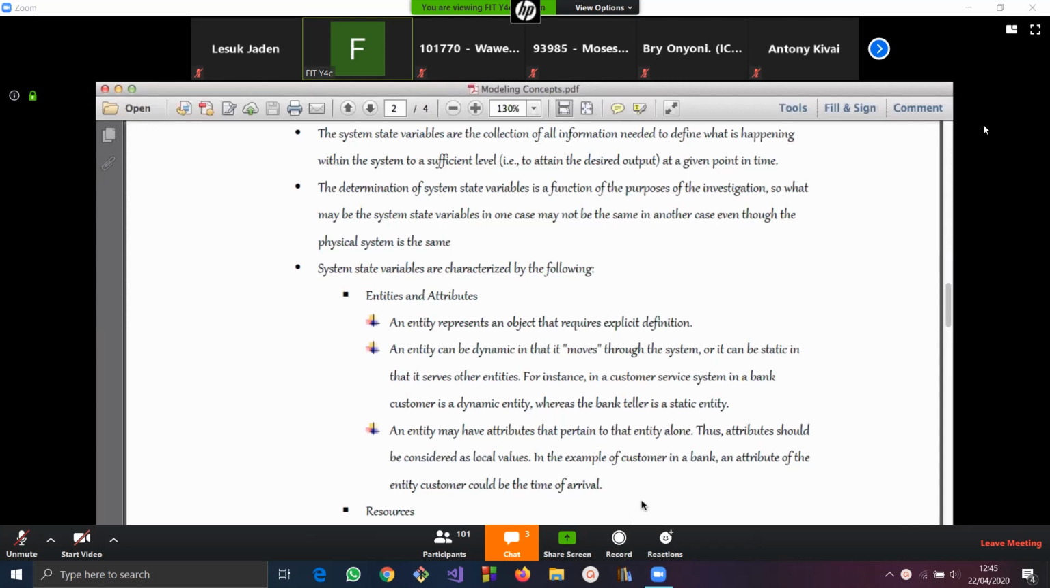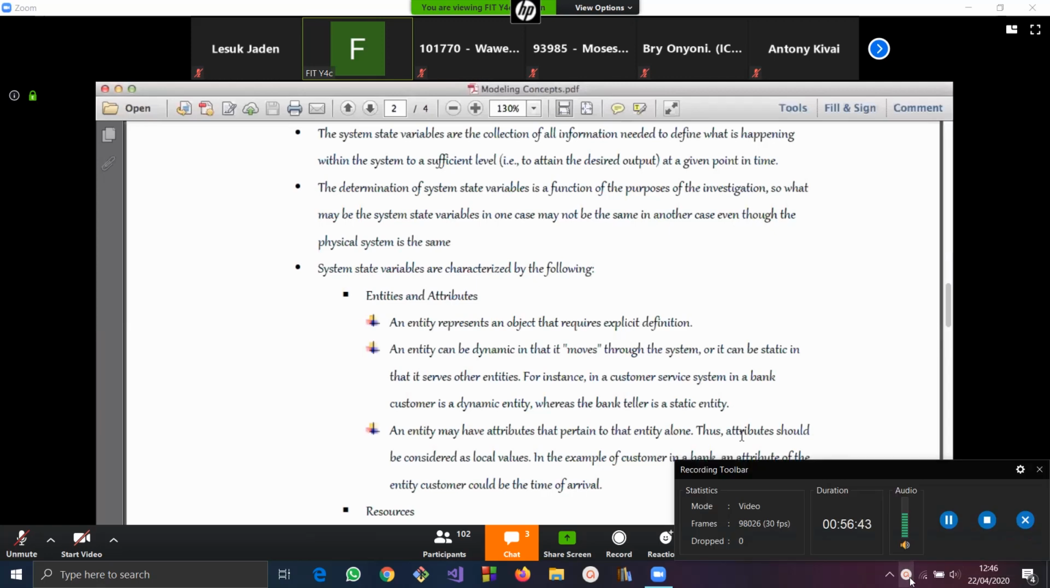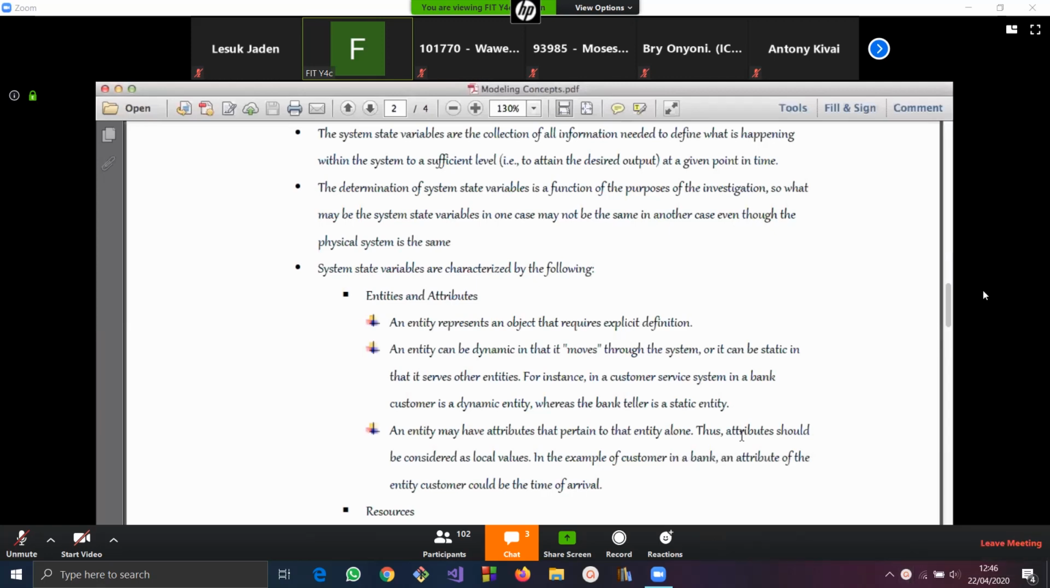So there are what we call dynamic objects, meaning those whose attributes and characteristics keep changing, and there are those which are static. For instance, in a customer service system, a bank customer is a dynamic entity, whereas a bank teller is a static entity. How does it work? When you go to the bank, the teller will always be there serving, and will serve many customers who are coming.